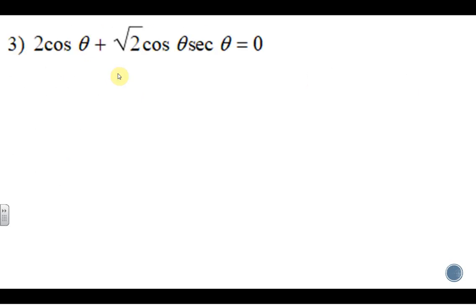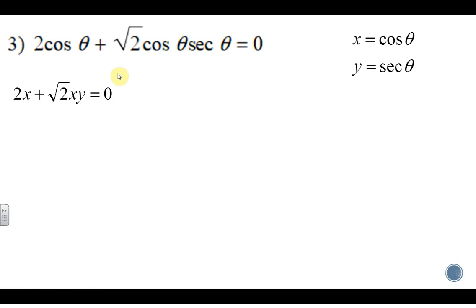We hope so. 2 cosine theta plus radical 2 cosine theta secant theta equals 0. What just happened? Okay, take a breath. We got cosine, so I'm going to let cosine equal x, and then I'm going to let secant equal y, and then I'm going to rewrite it and see what we see.